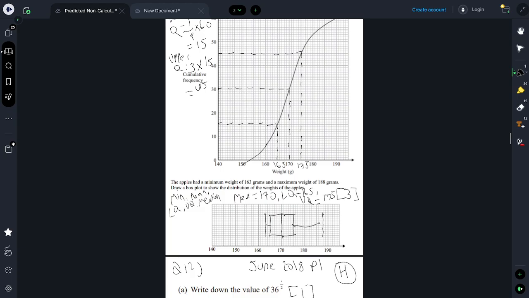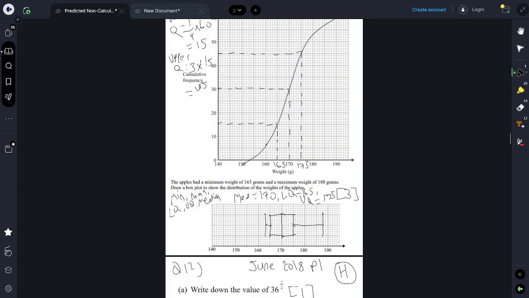Oh, I'm a better line than that. Oh, God. Oh, for God's sake. I want to make it somewhat straight. Come on. There we go. That's about as good as it's going to get. So that's what the box plot should look like.